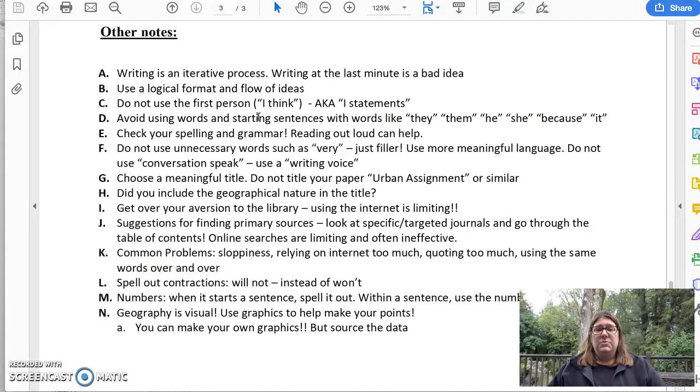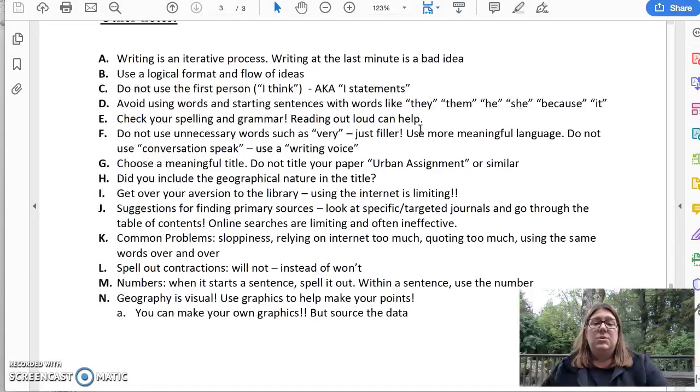I know it's from your perspective. You're the author. So instead of saying, let's say in your discussion, I think that this topic is important because, just say, this topic is important because, right? Just eliminate the I part of the statement. Do not use I statements. Your grade will drop dramatically for using I statements. Notice in your journal articles, I statements are not used. Avoid starting sentences with words like they, them, he, she, because, it, right? Elevate your writing. Check your spelling and grammar.